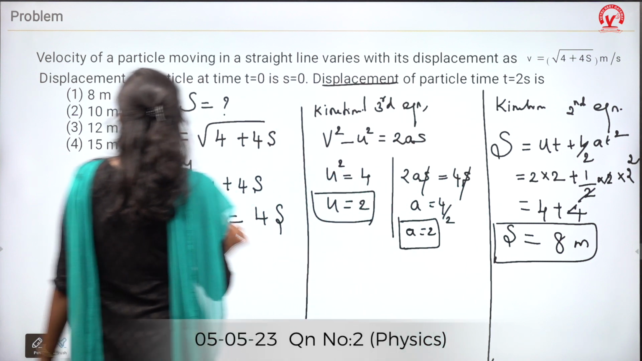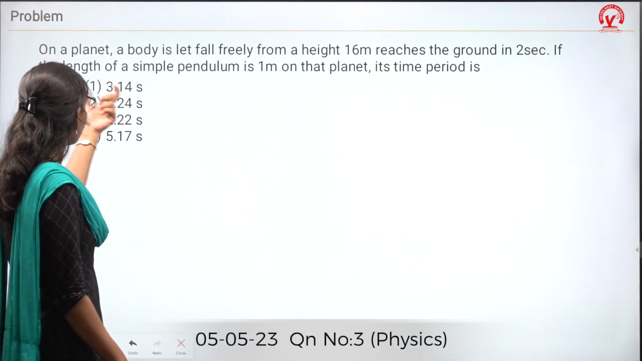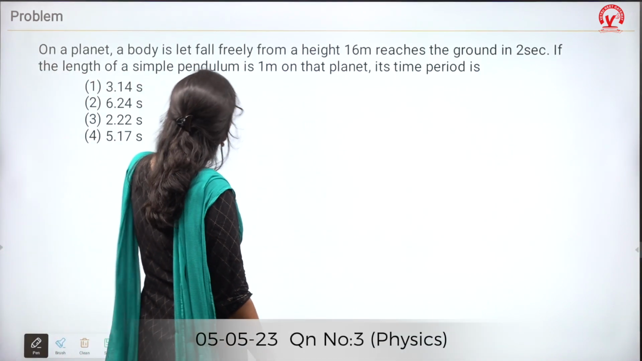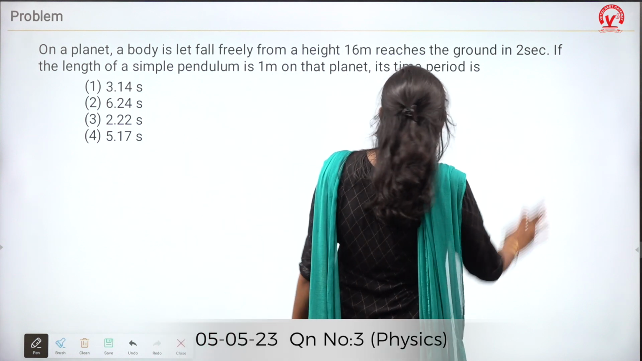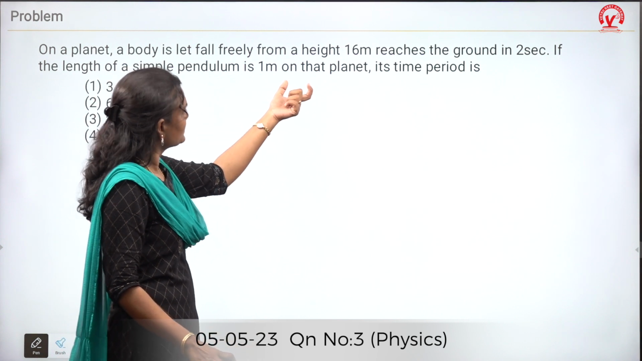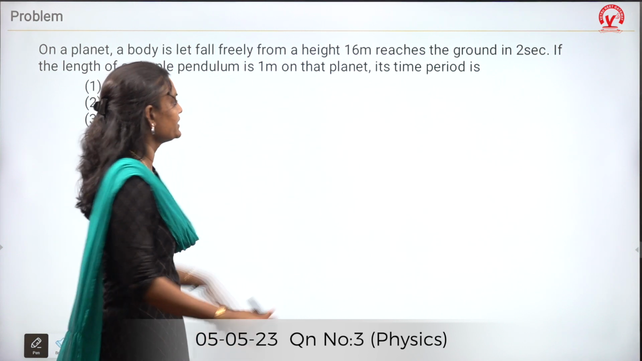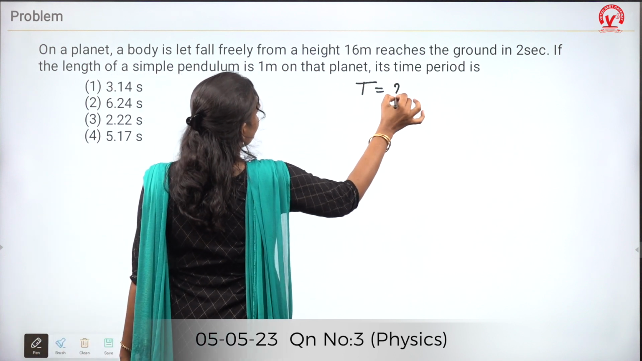So the option is here, 8 meter. On a planet, a body is left to fall freely from a height of 16 meter and reaches the ground in 2 seconds. If the length of the pendulum is 1 meter on that planet, what is its time period? So we need to calculate the time period, T value.